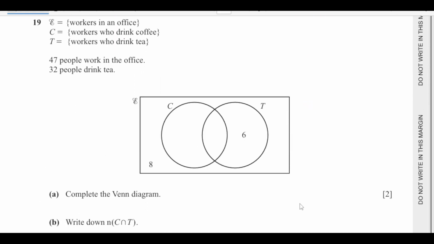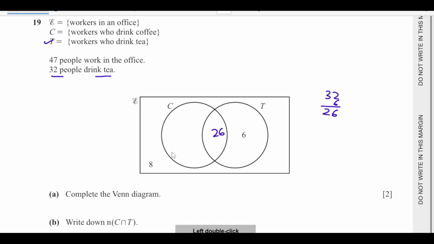Now number 19, we have a question on a Venn diagram. We have the universal set here, workers in an office. C is workers who drink coffee, and T is the workers who drink tea. Now 47 people work in the office, so the total number of people is 47. 32 drink tea, so T is 32. If 6 is here, then 32 minus 6 is 26, so there should be 26 here. So 26 plus 6, T is 32. So we are done with T.